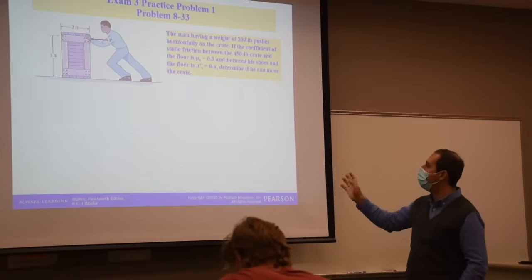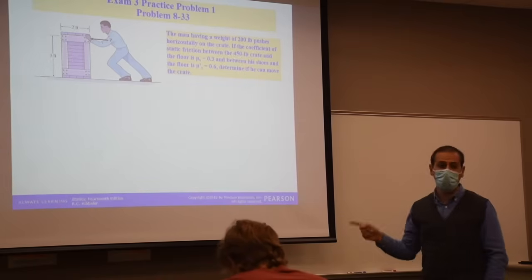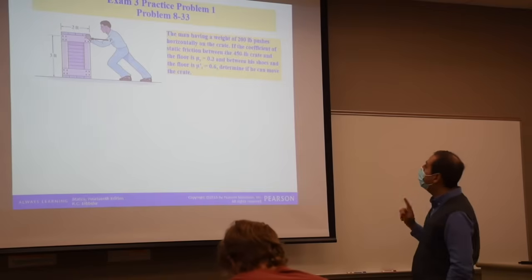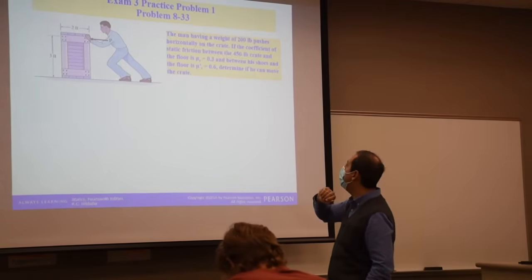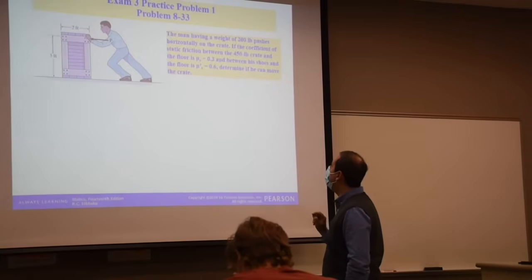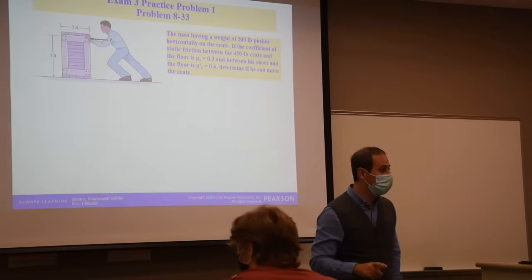If the coefficient of static friction between the box and the ground is 0.3, that's μs, that's static. And the coefficient of friction between the shoes of the man and the ground is 0.6. We would like to find if the man can move the crate or not.